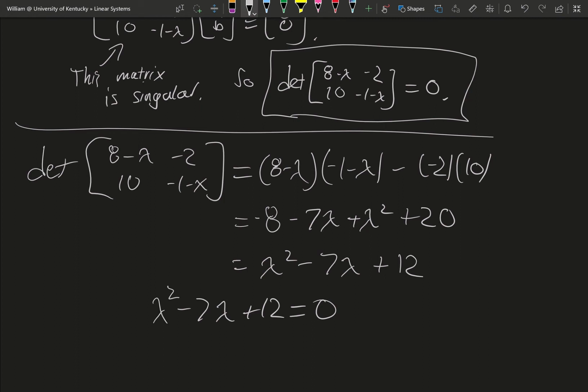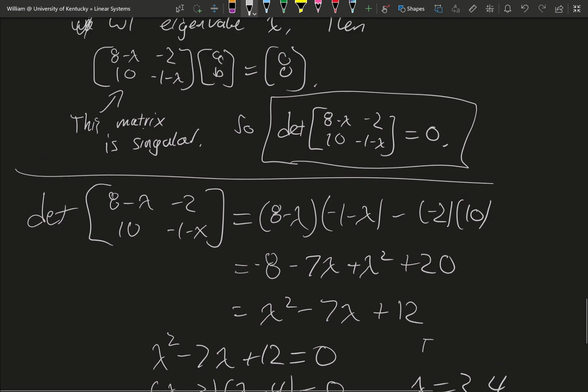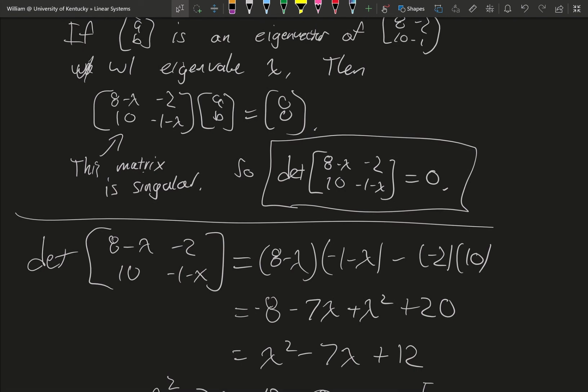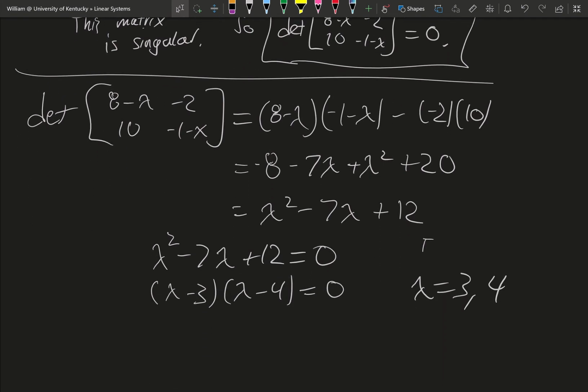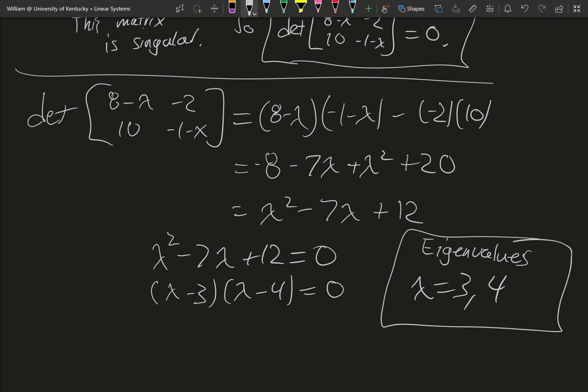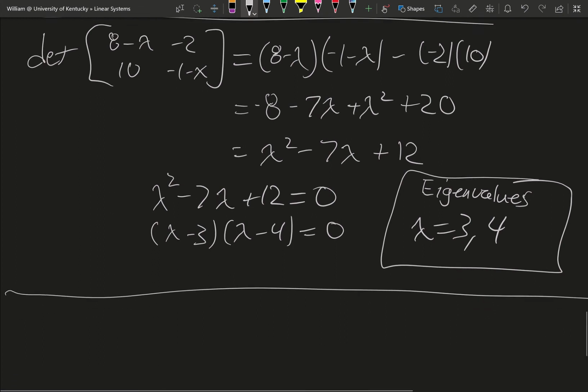So it's lambda squared minus 7 lambda plus 12. Well, we can factor it pretty easily: lambda minus 3 and lambda minus 4. All right. Because these are when the matrix is singular, these have got to be our eigenvalues. At the very least, they're potential eigenvalues because of what we said before, but let's confirm that they actually are.